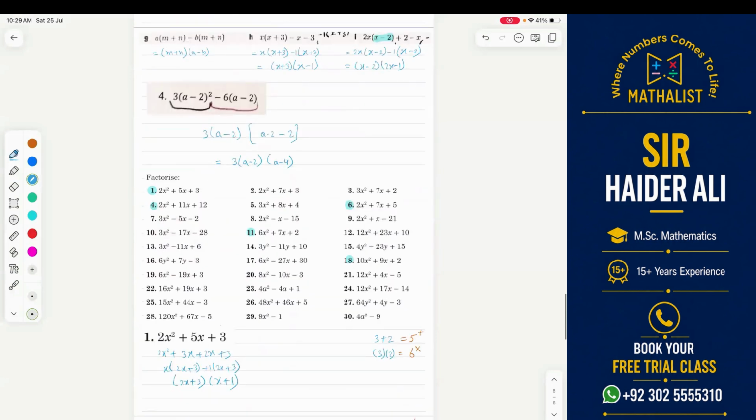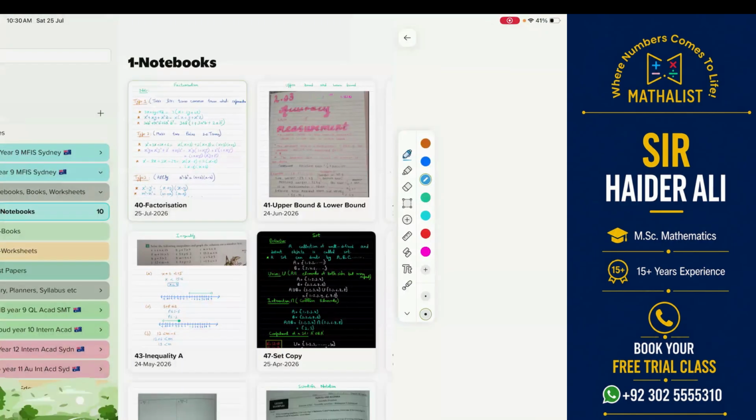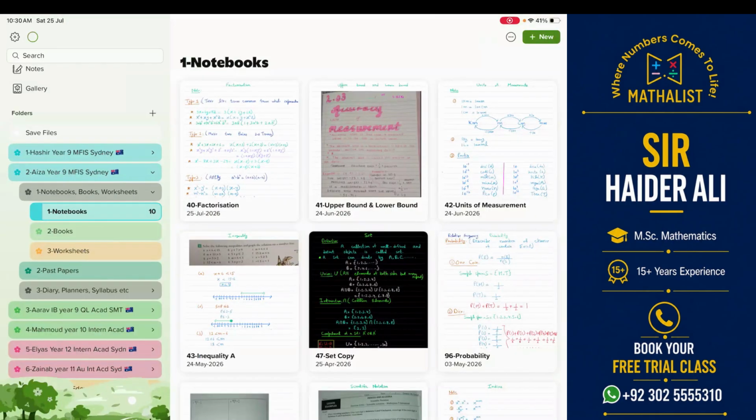Try to do question number 1, 2, do all questions which have a positive sign. So revise today's lecture and do some homework.